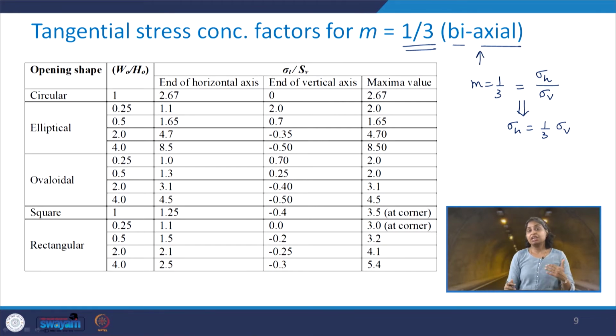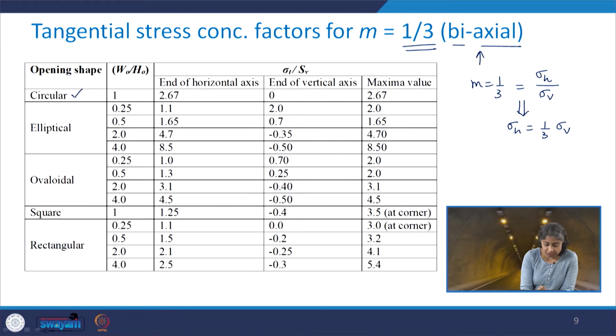Like we had in the uniaxial state of stress condition, here also we had the stress distribution plots which I showed you in the previous class. From those plots we picked the numerical values at the end of the horizontal axis, at the end of the vertical axis, and the maxima value, all at the boundary of the opening, and we have presented it here in the form of a table.